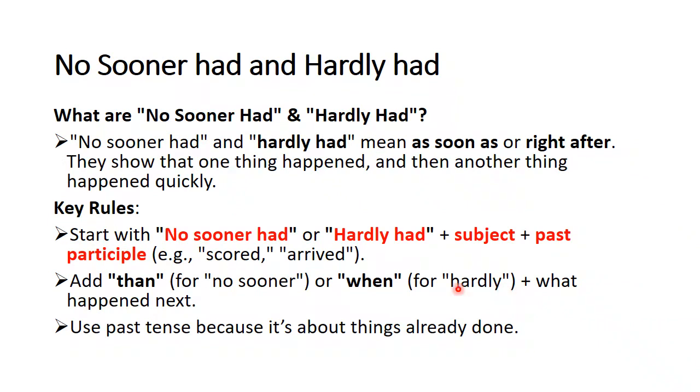So that's the pattern. You start with no sooner had or hardly had, then you put a subject, then the past participle, then than or when, depending on which one you have started with. If you have started with no sooner, you put than. If you have started with hardly, you put when. Then after that, you write what happened next in past tense because it happened in the past.